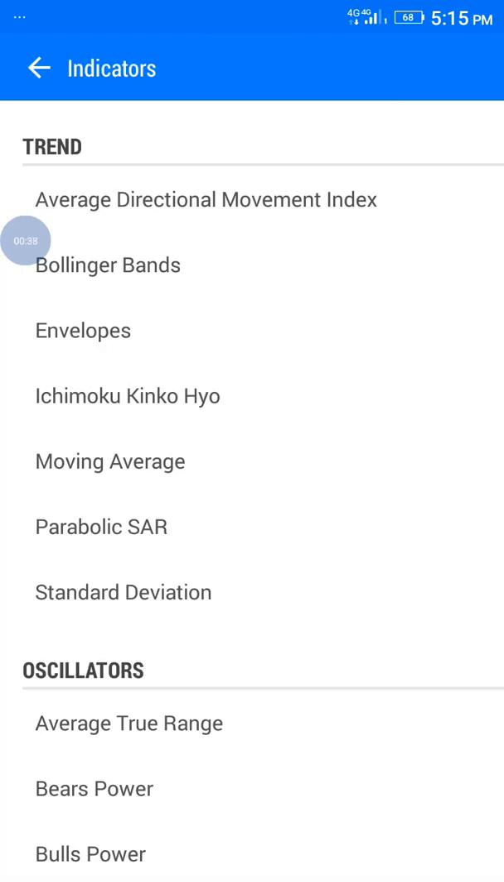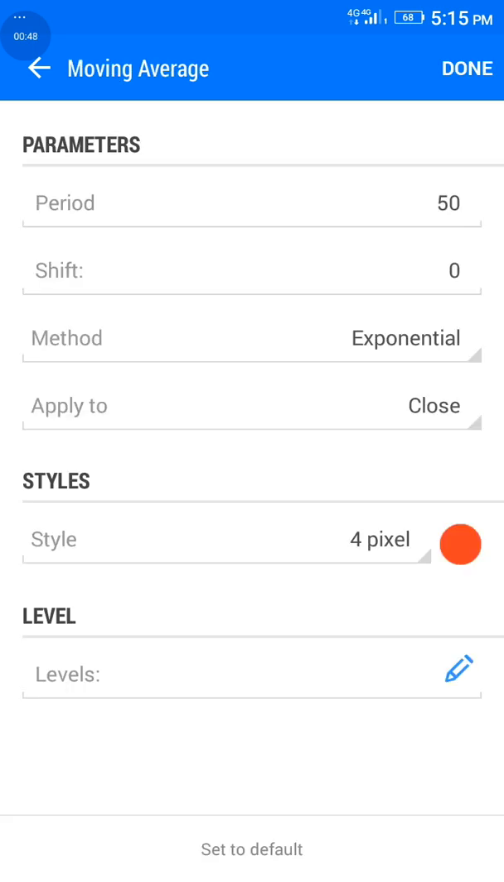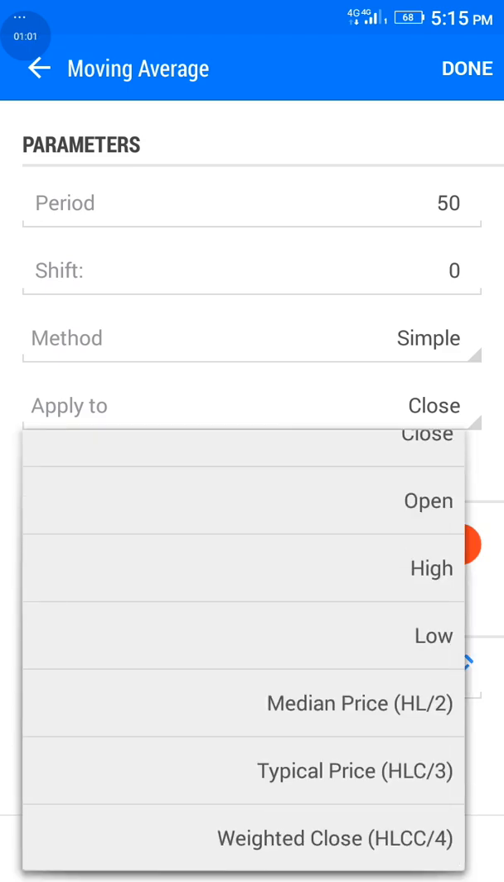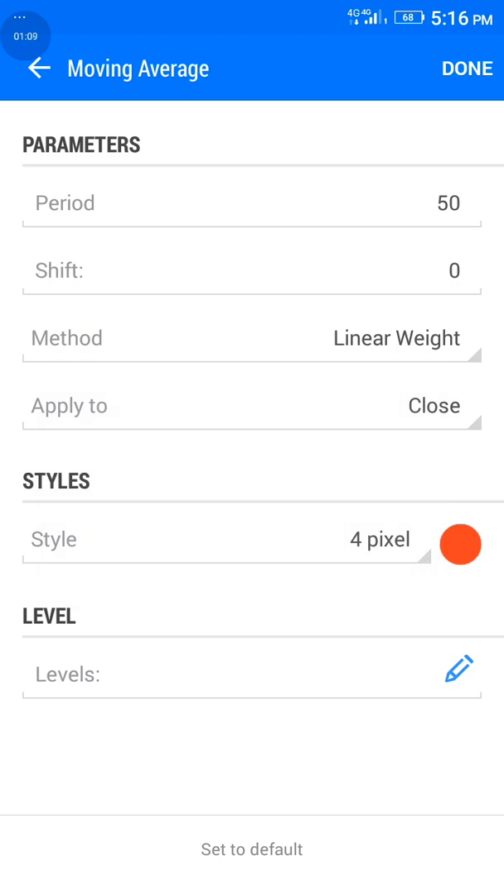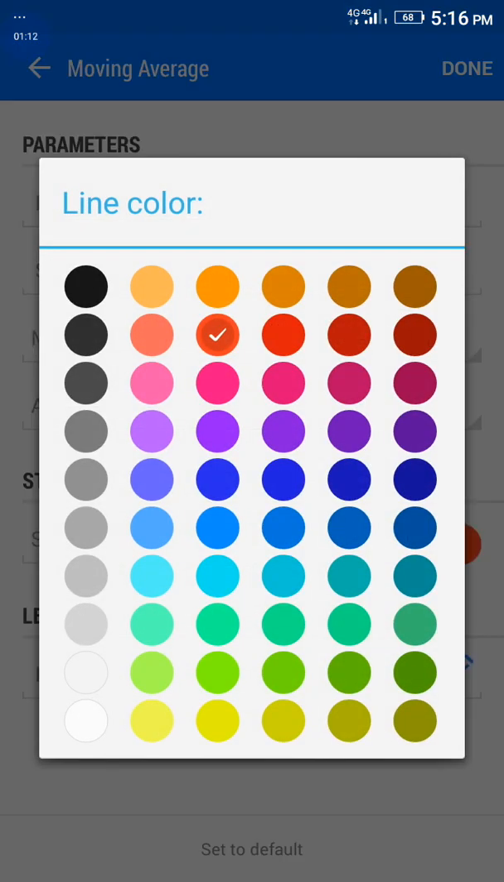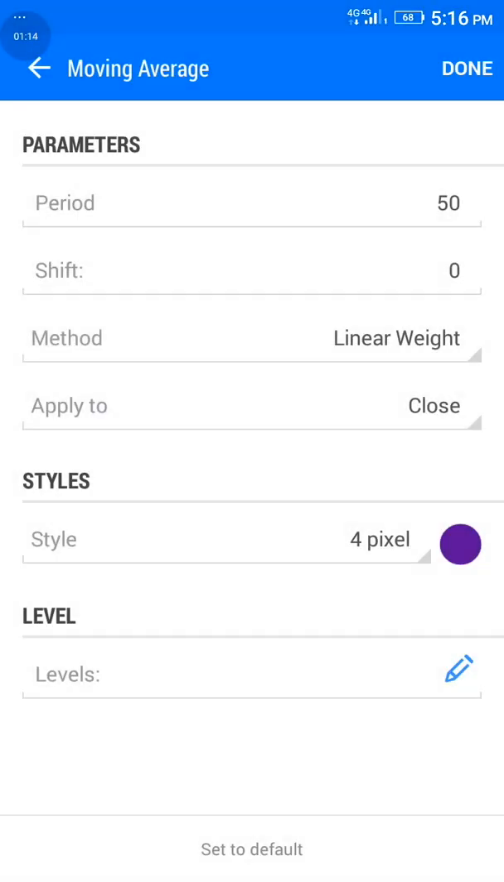So let me add all the indicators that we're going to add. The first indicator we are going to use is a moving average 50 on our main chart. Moving average 50, shift 0, apply to close. Let's change the method to linear weight. Use any color that you like, but we use this one. Done.